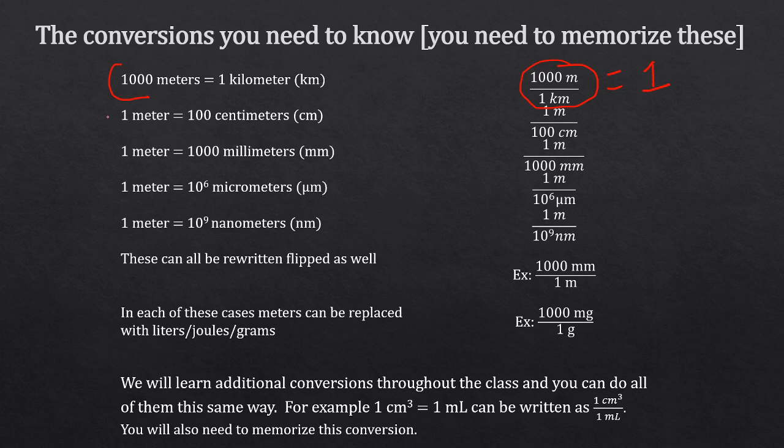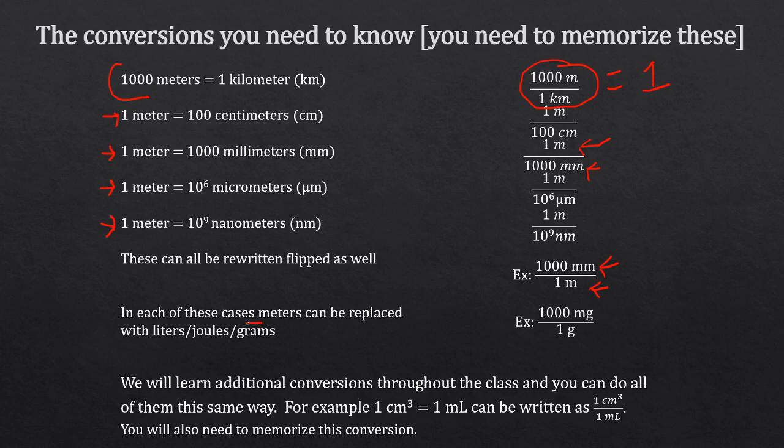Then we also have the fact that a meter is 100 centimeters, a meter is 1,000 millimeters, a meter is 10 to the 6th micrometers, a meter is 10 to the 9th nanometers. And when you write them as fractions, you can also flip them. So the fact that 1 meter on top is the same as 1,000 millimeters on bottom, you can also write it like this with millimeters on top and meters on bottom.